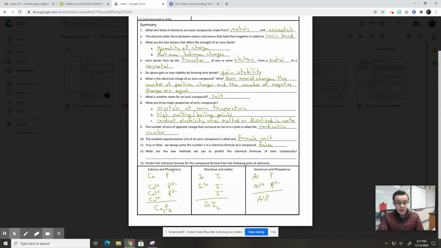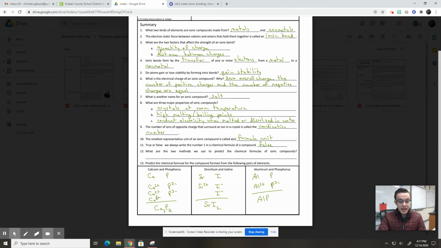It says predict the chemical formula for the compound formed between the following pairs of elements. We've got calcium and phosphorus. So calcium has a +2 charge. Phosphorus or phosphide has a -3 charge because it's in group 5A. Okay. Now to figure out what their formula would be, using the counting ions method, you have to figure out how many of each atom you need for those charges to cancel out.